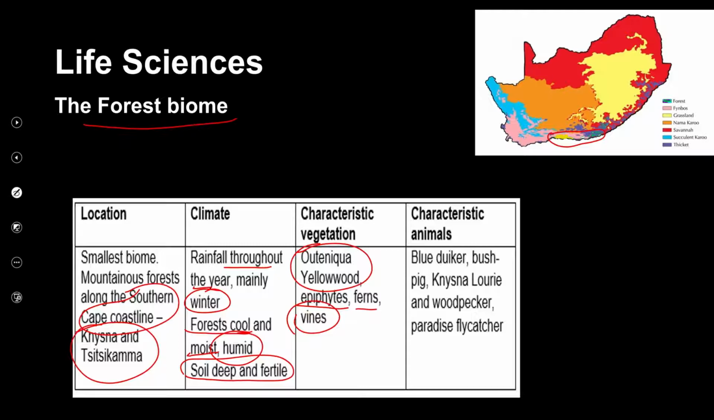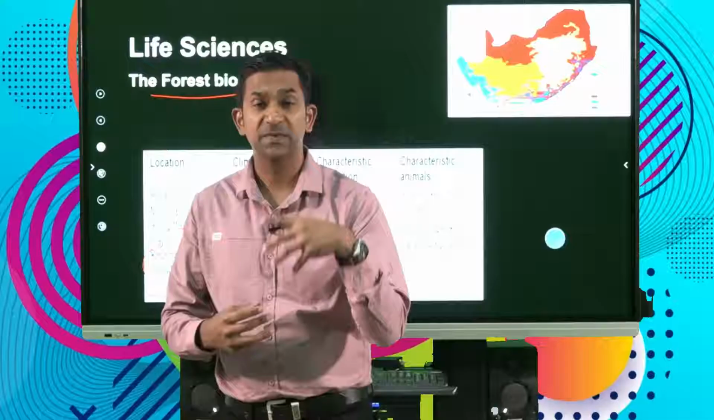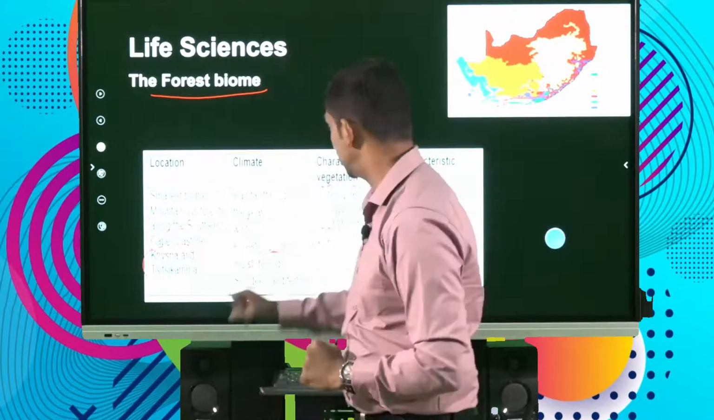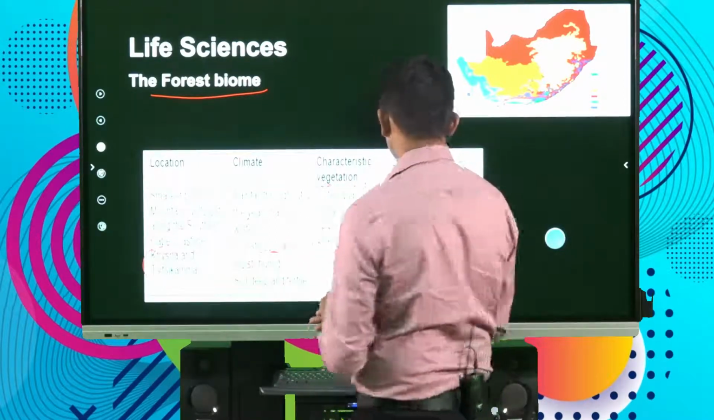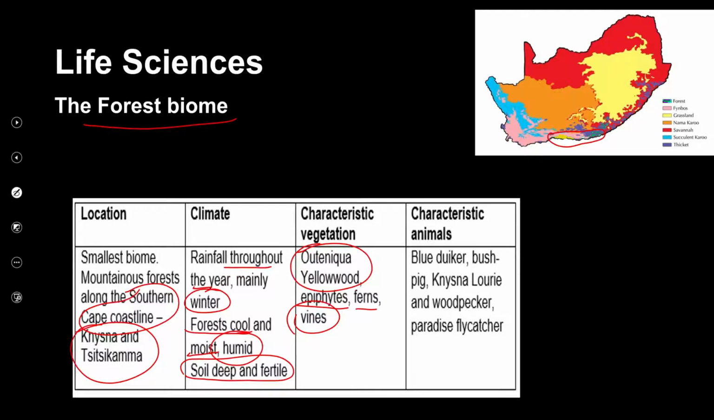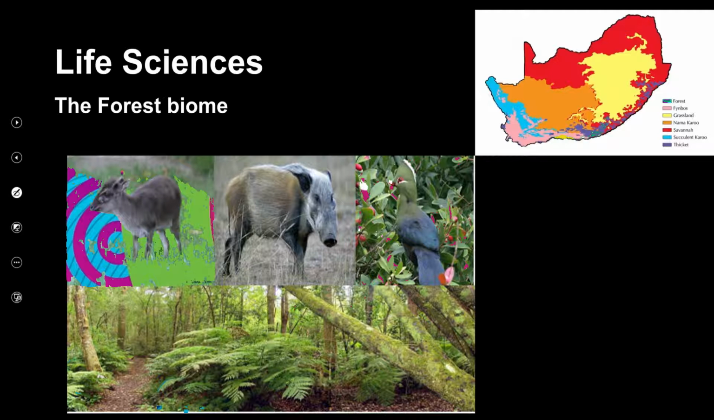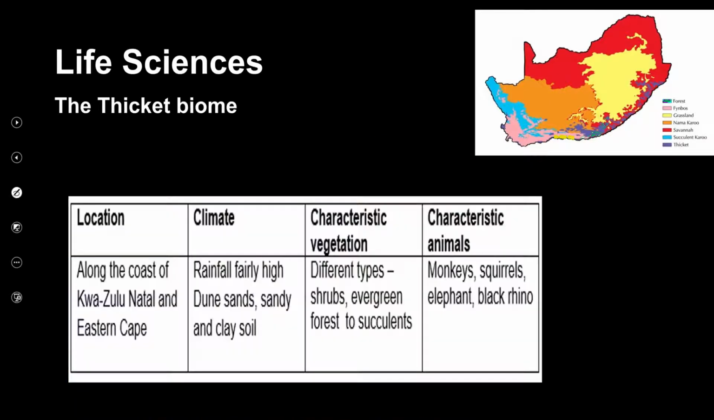So again, forests are typically areas that are much cooler and have lots of humidity. So these plants are adapted to being able to live in the cool, shady areas of these forests. Animals that are found in these are the blue duikers, your bush pigs, your Knysna lories, your woodpeckers, as well as your paradise flycatchers. Okay, so these are the typical ones that we're looking at. So you can see these ferns that grow in the cooler parts of the forest, and there's your dassies and your warthogs.